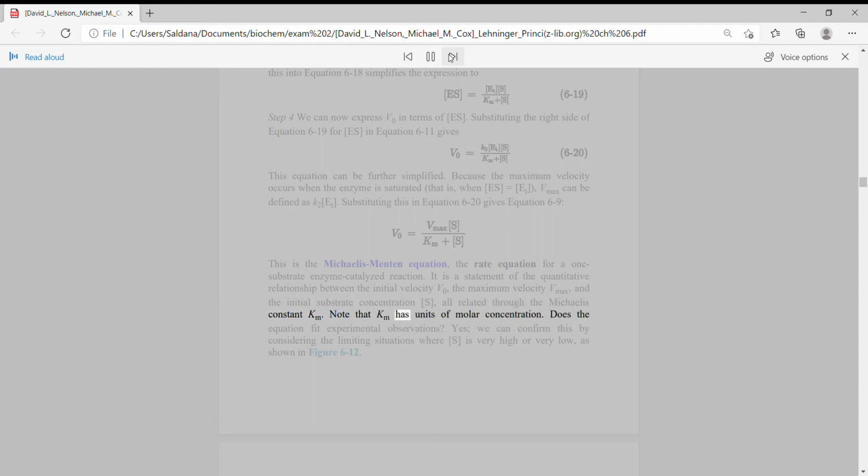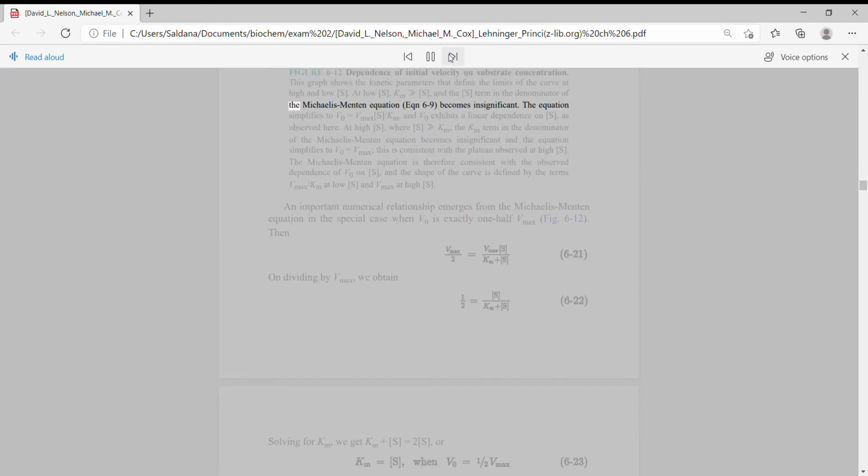Note that Km has units of molar concentration. Does the equation fit experimental observations? Yes, we can confirm this by considering the limiting situations where S is very high or very low, as shown in Figure 6-12, the Michaelis-Menten plot.